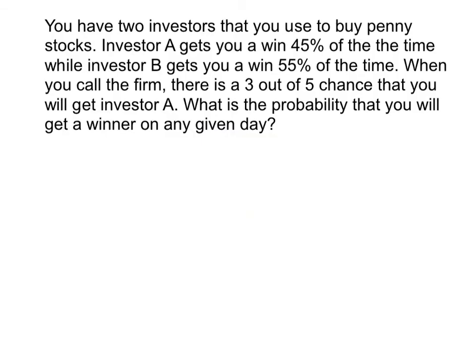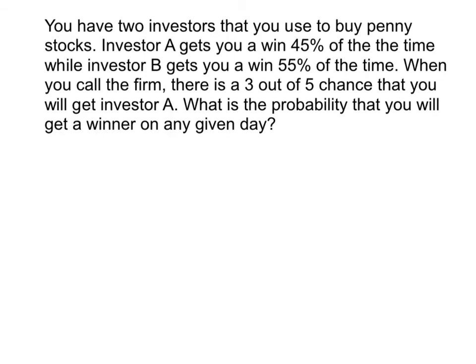This one sort of puts everything together. I was inspired by a book I read recently. You have two investors that you use to buy penny stocks. Investor A gets you a win 45% of the time, while Investor B gets you a win 55% of the time. When you call the firm, there's a 3 out of 5 chance that you will get Investor A. What is the probability that you will get a winner on any given day?